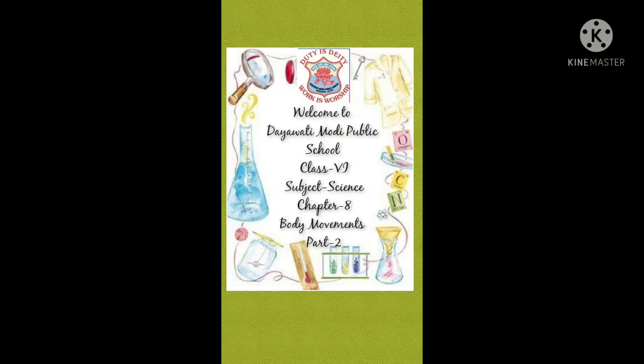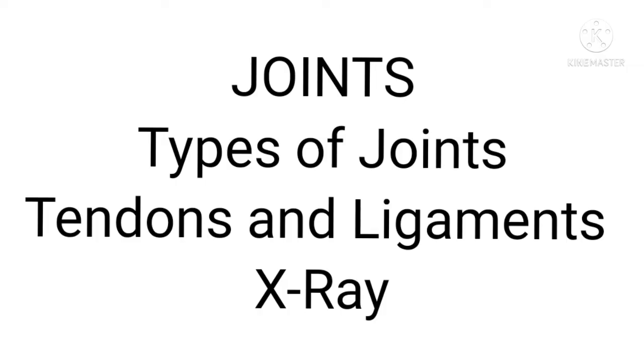Today we are going to continue chapter number 8, body movements. As in the previous part 1 we have studied about the movement, what is a bone, different types of bones in our upper and lower limbs, about our skeleton, and how the muscles help in movement of the bones. Now, today in this part of the video, we are going to know about the joints and different types of joints, tendons, ligaments, and X-ray.